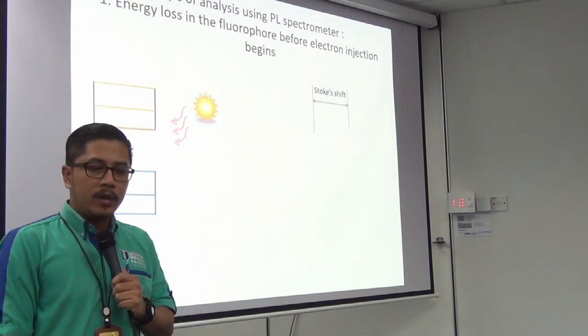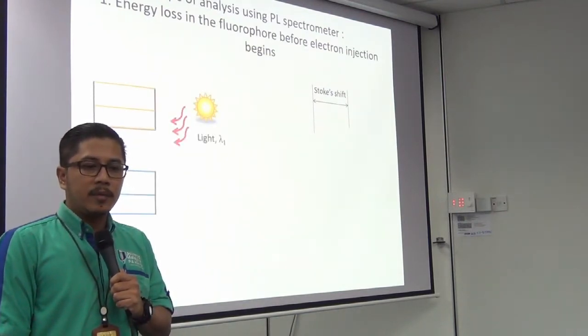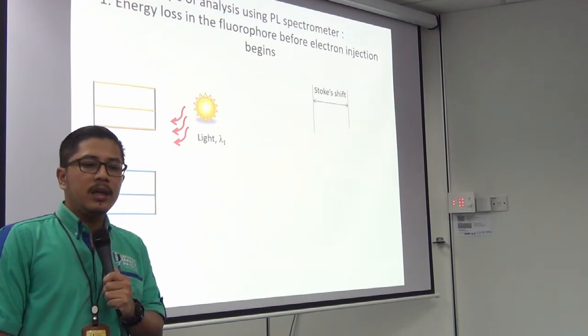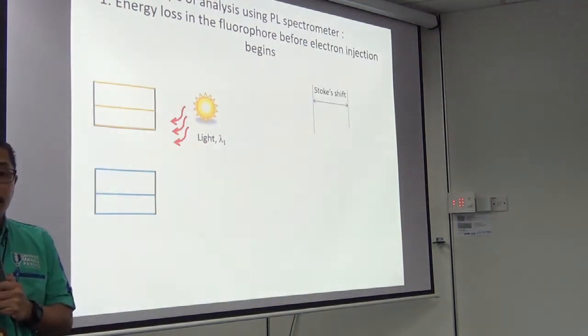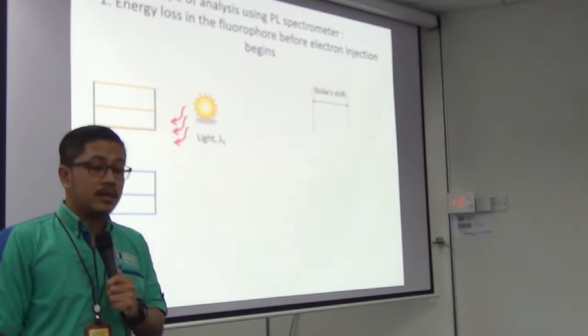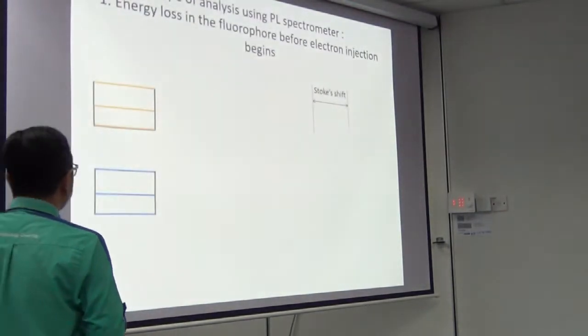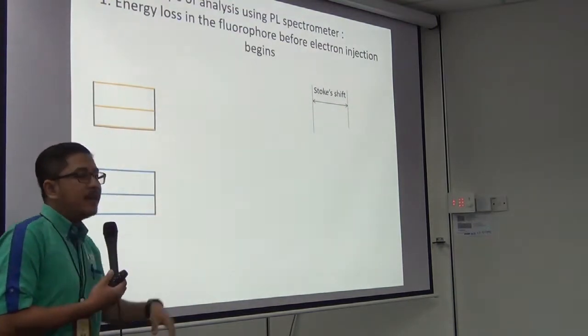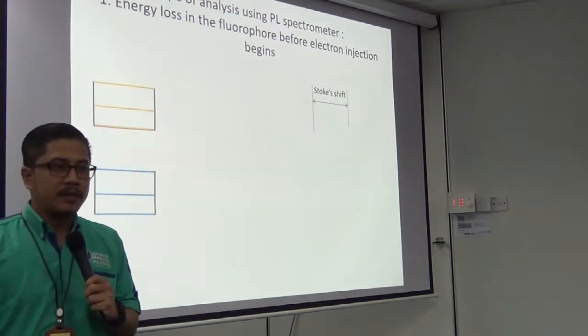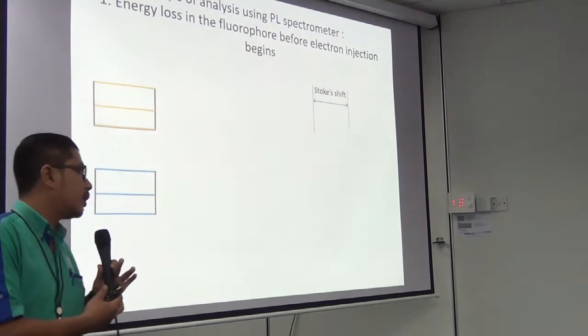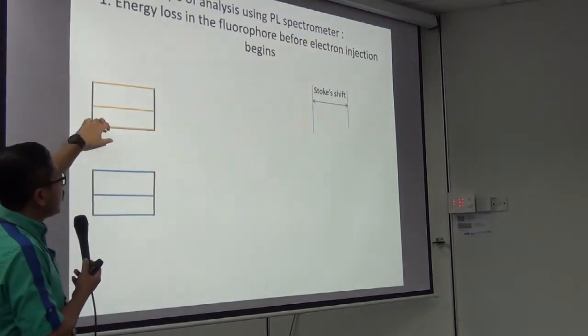What else can we do using the PL spectrometer? The first one is we could calculate the energy loss in the fluorophore before electron injection begins. How? So we have these energy levels of our samples. This is the HOMO, this one is the LUMO.